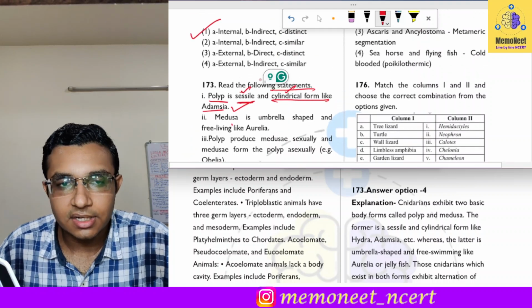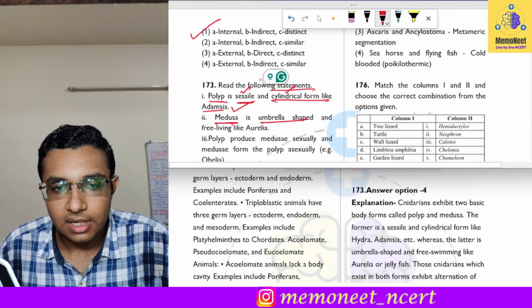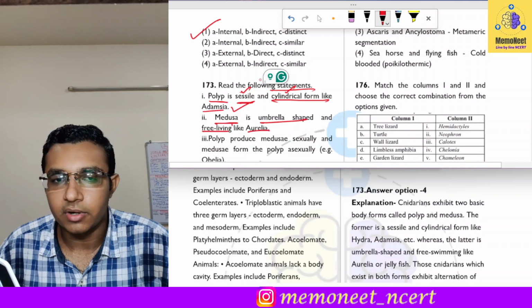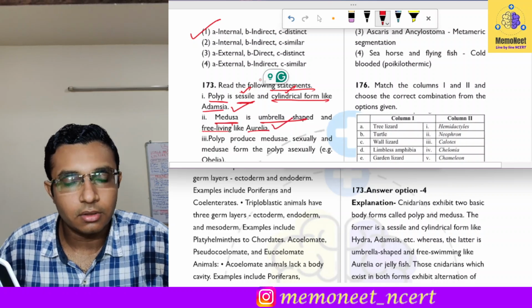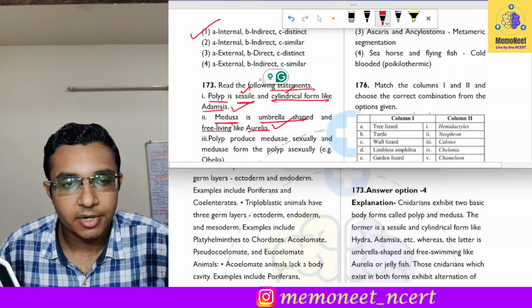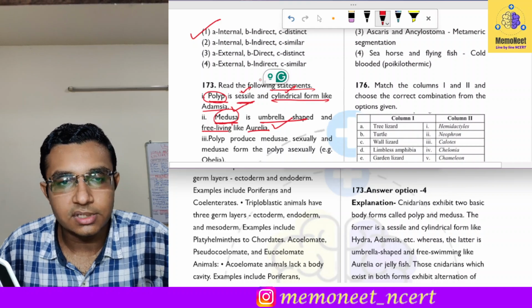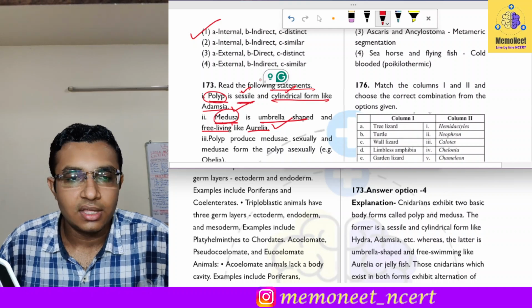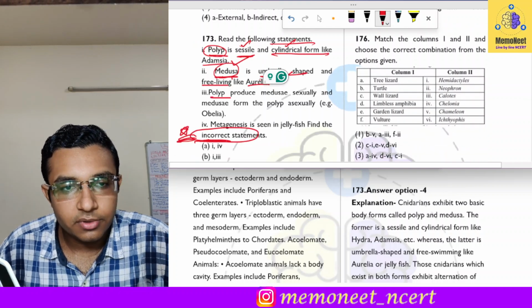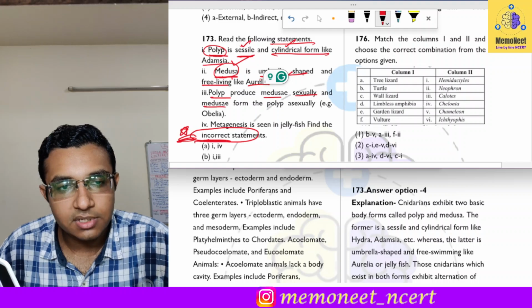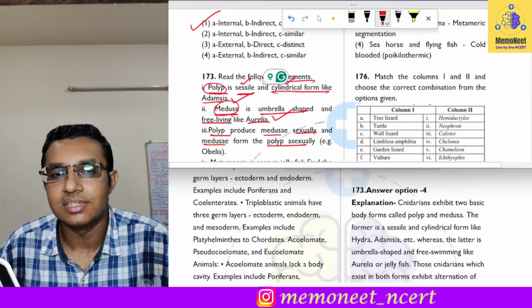The second statement is: Medusa is umbrella shaped and free living like Aurelia. So this statement is also correct, right? Medusa form is the umbrella shaped free living form, and the polyp form is the sessile cylindrical form. The next statement is: polyp produce medusa sexually and medusa form the polyp asexually. So is this correct? No.